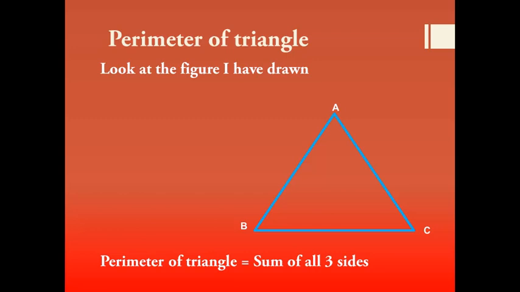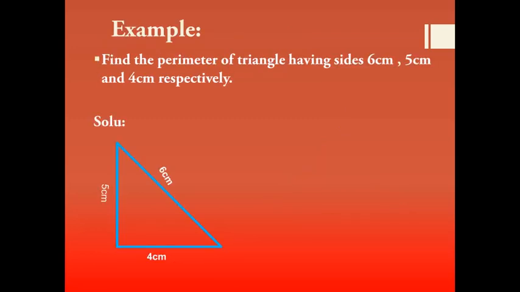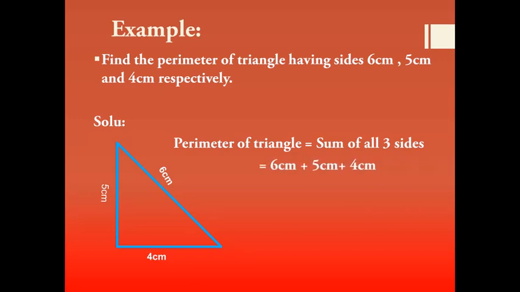Let's do an example. Find the perimeter of a triangle having sides 6 cm, 5 cm and 4 cm respectively. Here the triangle has sides 6 cm, 5 cm and 4 cm. So perimeter of triangle is equal to the sum of all 3 sides. So 6 centimeter plus 5 centimeter plus 4 centimeter is equal to 15 centimeter. So the perimeter of the triangle is equal to 15 centimeter.